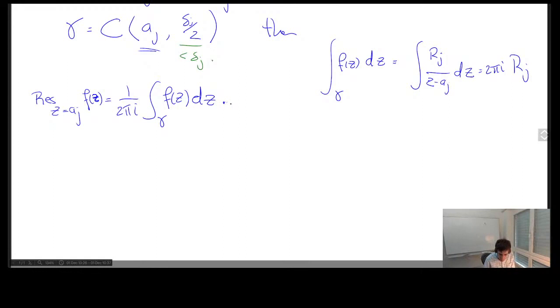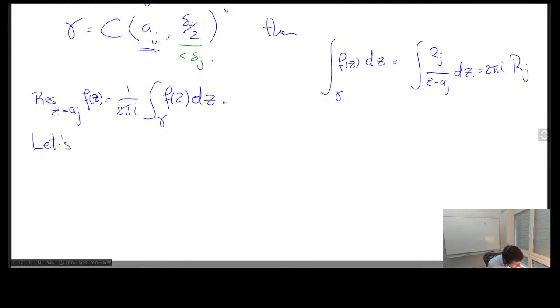Okay. So where was I? Right? And so we have this, right? Basically we prove what's called the theorem of the calculus of residues. It's completely proven, right? Because let me just write it.